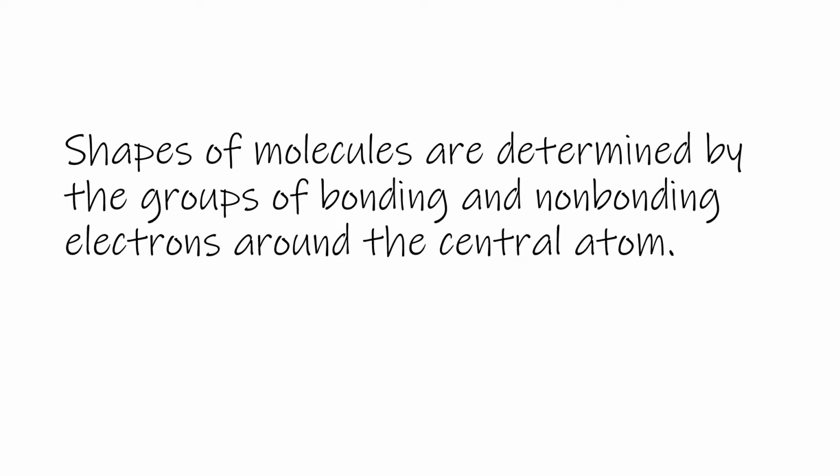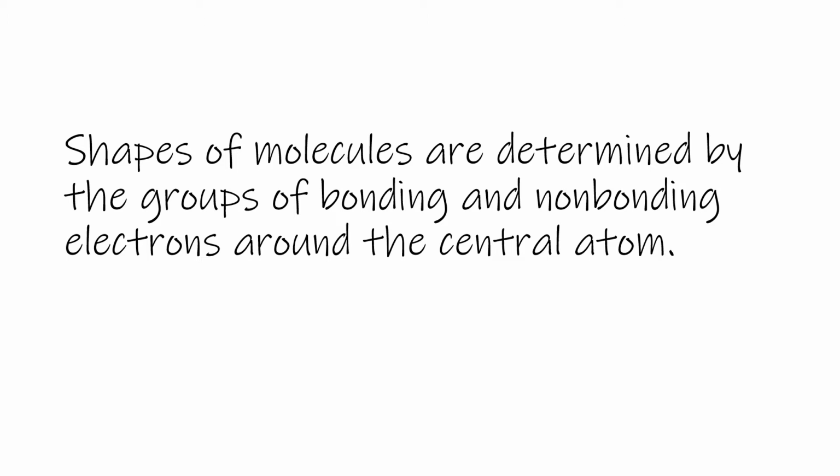When I say a group of bonding electrons, a single bond would be a group, or a double bond would be a group, or even a triple bond would be a group. And then a pair of non-bonding electrons would be a group of non-bonding electrons.